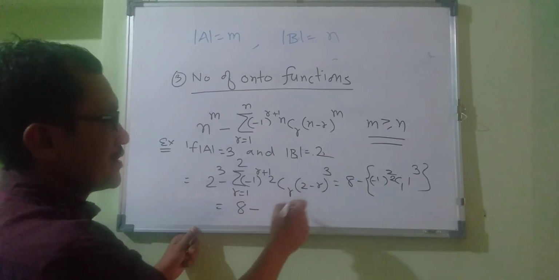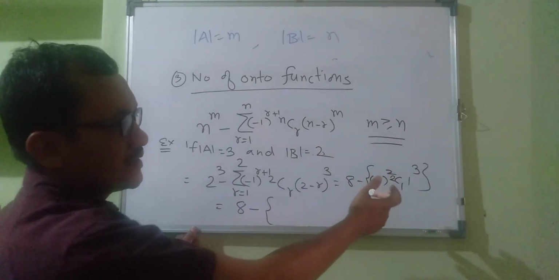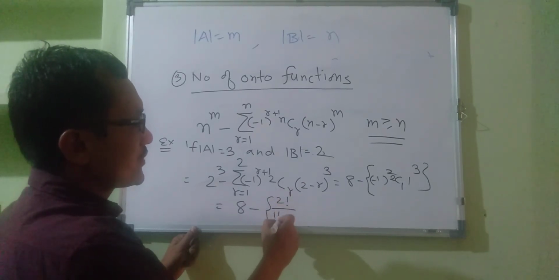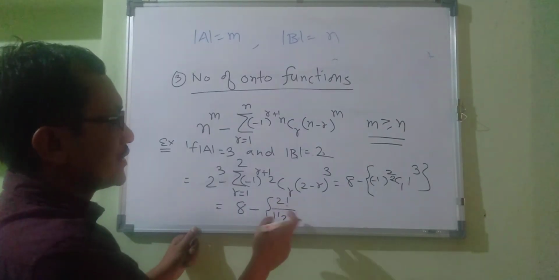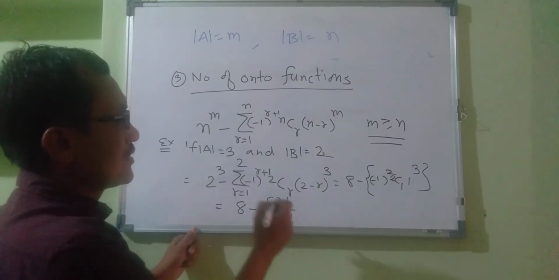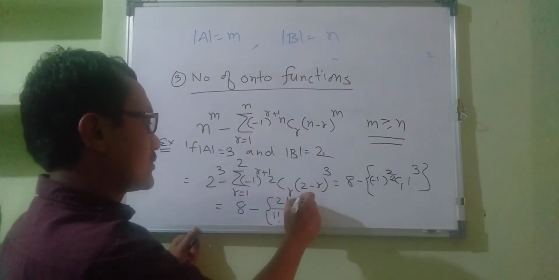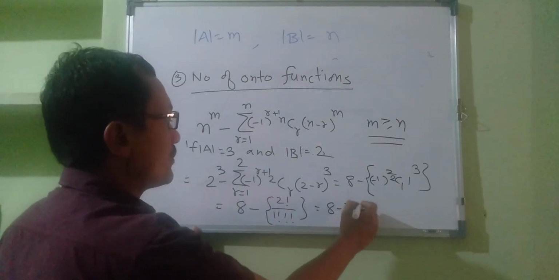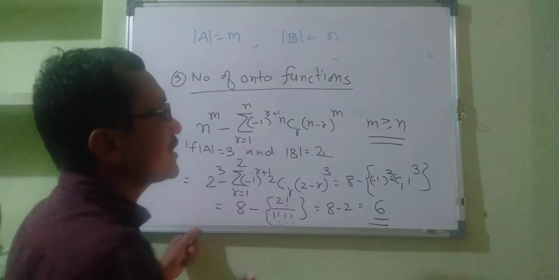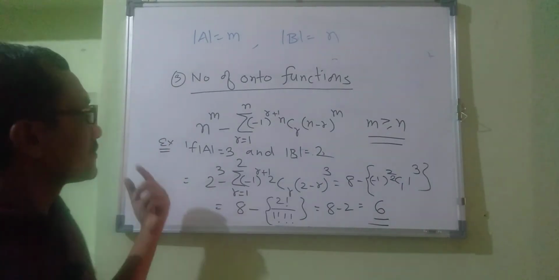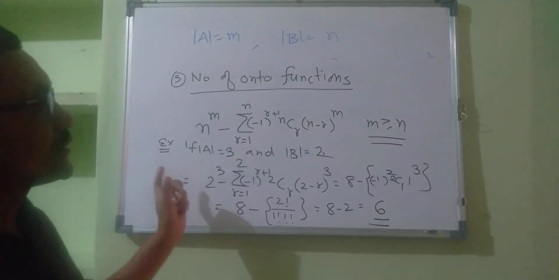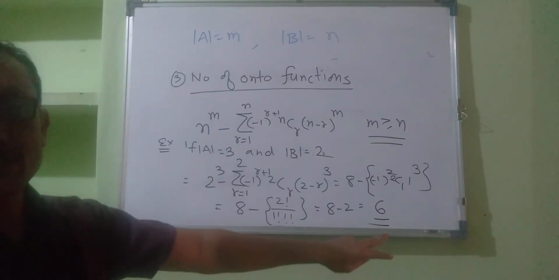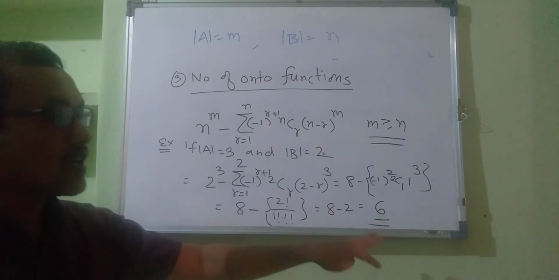8 minus, bracket, (minus 1) squared is 1. 2C1 is 2 factorial divided by 1 factorial into 1 factorial, and 1 raised to 3 is 1. So here 2 factorial is 2. So 8 minus 2, how many is that? 6. So there are 6 onto functions from A to B. Out of 8 functions, we have 6 mappings which are onto.